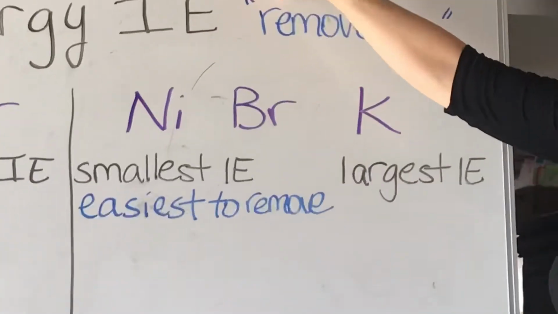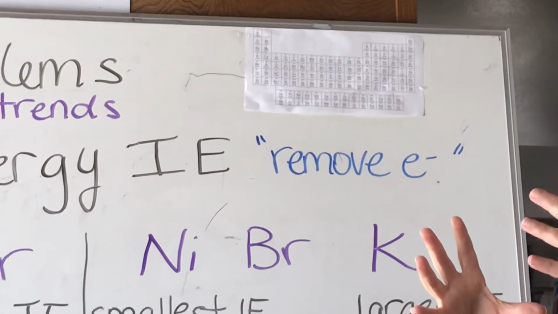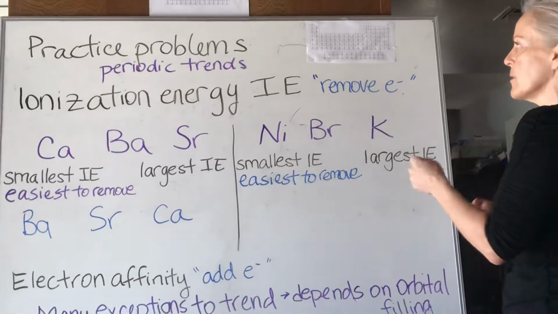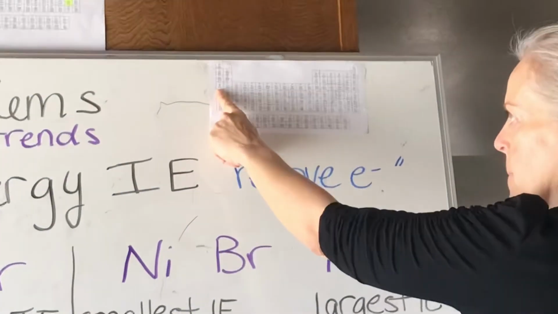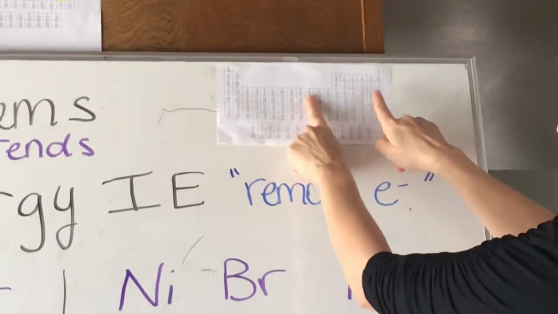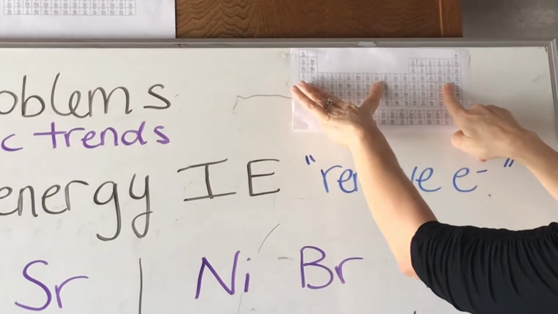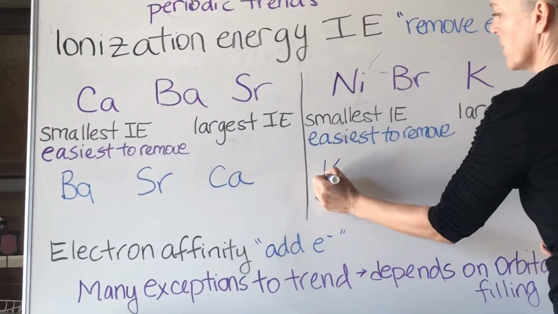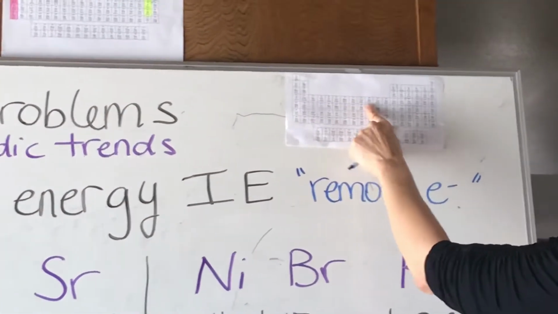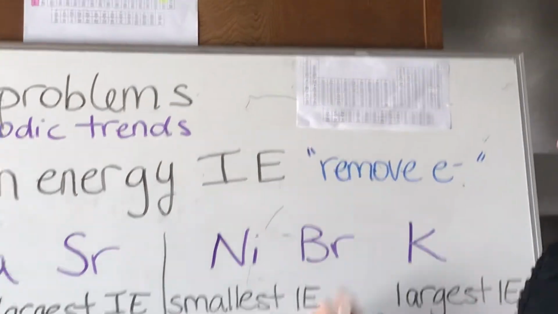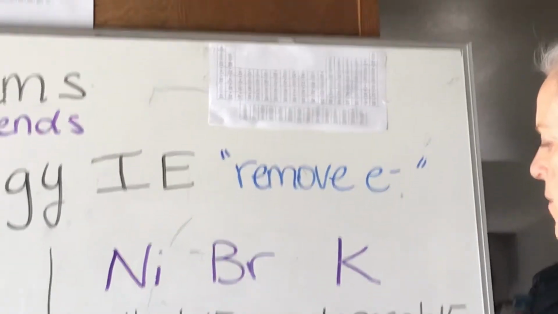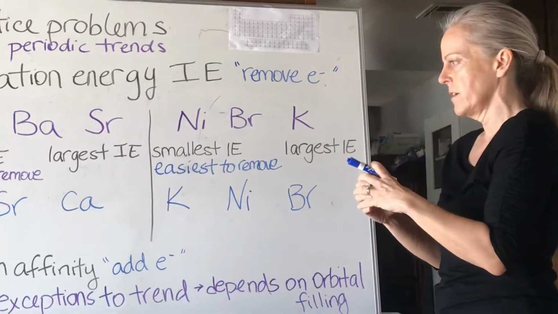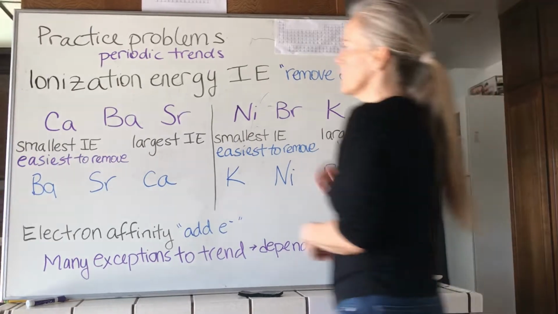So as we go across, remember those electrons are being held more tightly as they go across because the radius is getting smaller. So the easiest ones to remove would be the ones to the left. So of nickel, bromine, and potassium, the one that's the biggest radii is the potassium. Those electrons are the easiest to remove. And then as we go across, we hit the nickel, which is a little harder to remove, and then the bromine all the way across. So most difficult to remove electrons because those electrons are being held tighter and closer to the nucleus. Those are the trends for ionization energy.